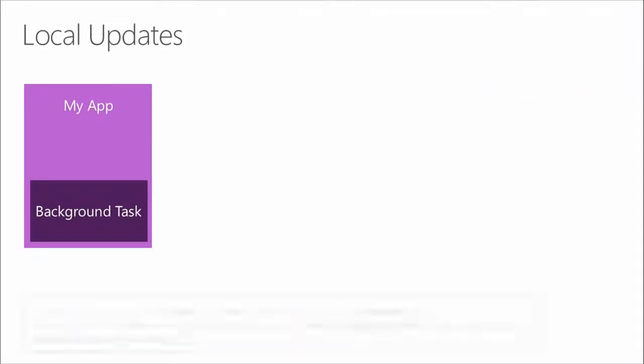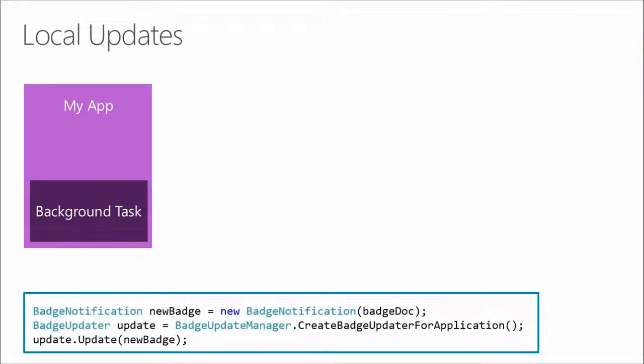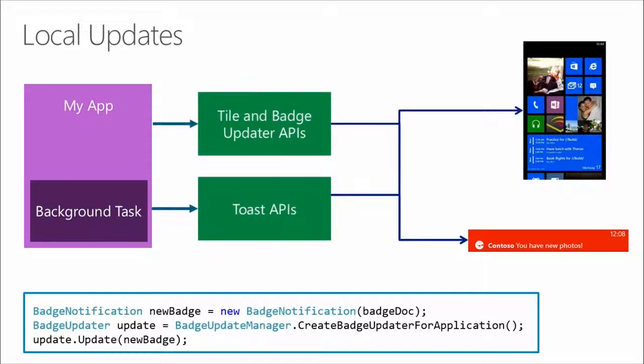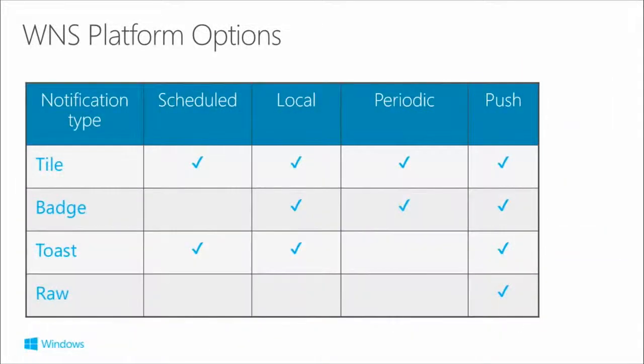We also have local updates. We can do tiles and badges using the local updates. Tiles, badges, and toasts, I believe, using the local updates. That's the code that it looks like, and we just go and grab our badge update manager, our toast update manager, our tile update manager, create a badge updater for the application, just like you saw in the demo, and it just goes and immediately makes that update.